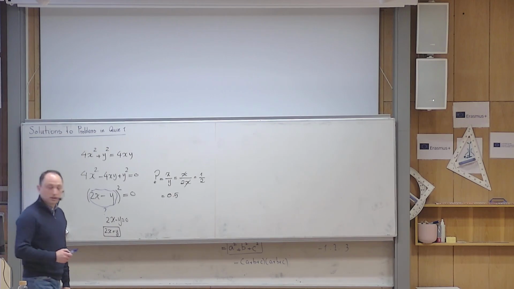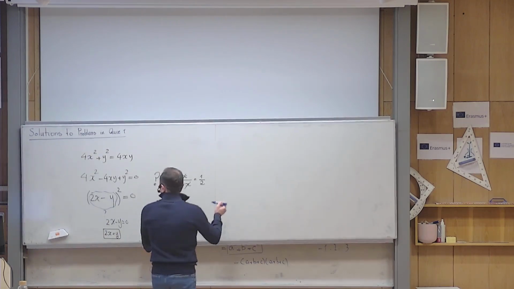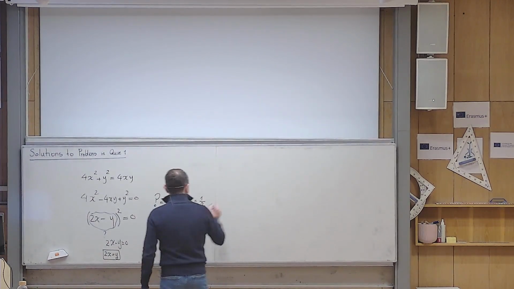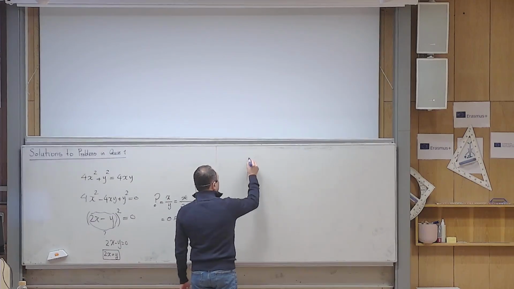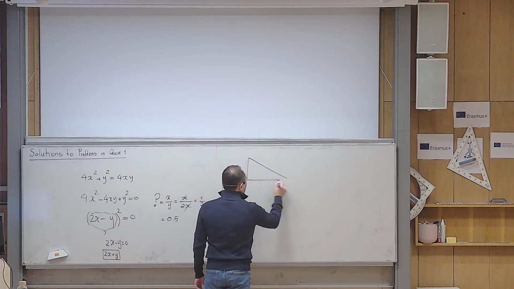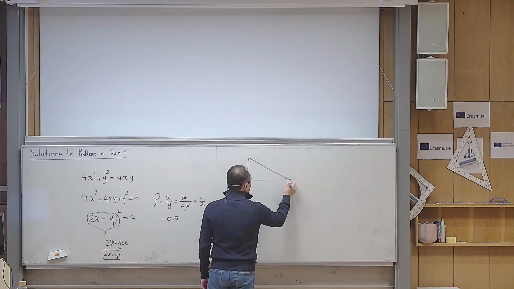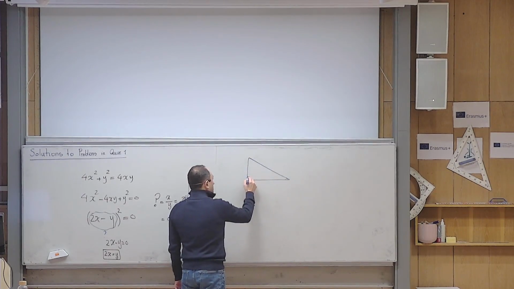Okay, so I know that I have a right angle triangle. So let me just do it here. So I have a right angle triangle. You don't need to be precise in your pictures, so just draw something for yourself. This is my right angle triangle.